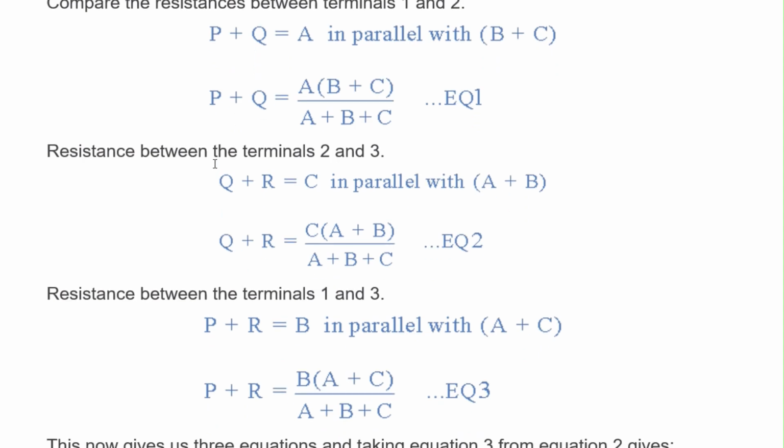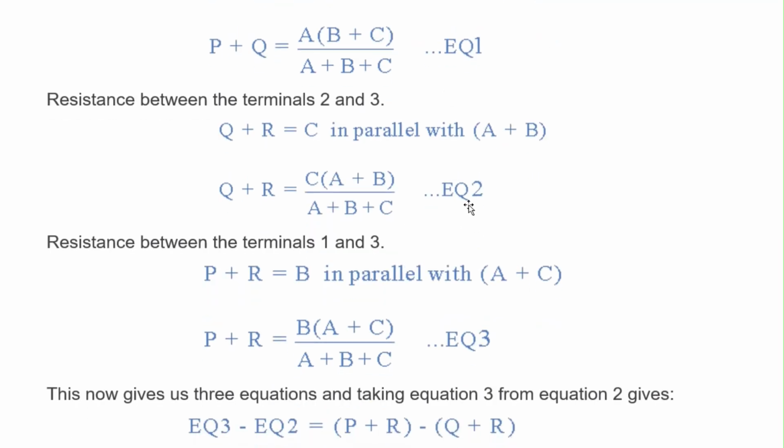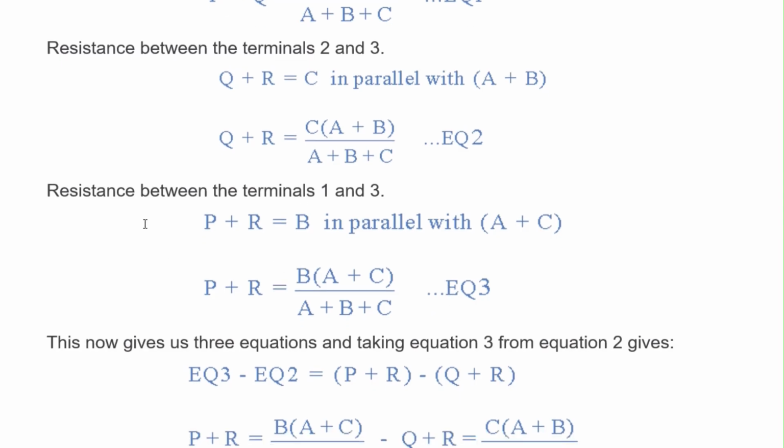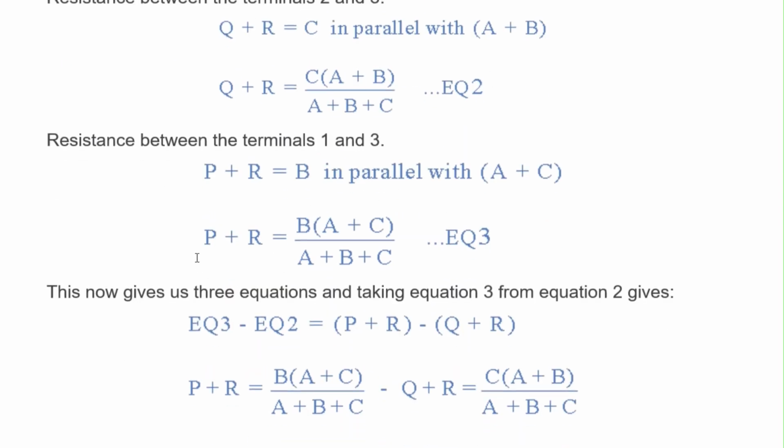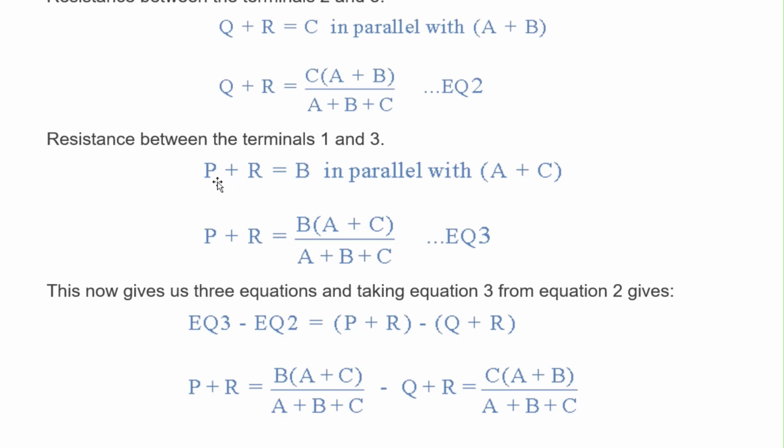In a similar fashion, if you look at the terminals 2 and 3, you will get Q plus R equal to C into (A plus B) divided by A plus B plus C. This is equation number 2. Similarly between 1 and 3, this leaves you with the equation P plus R equal to B into (A plus C) divided by A plus B plus C. This is equation number 3.